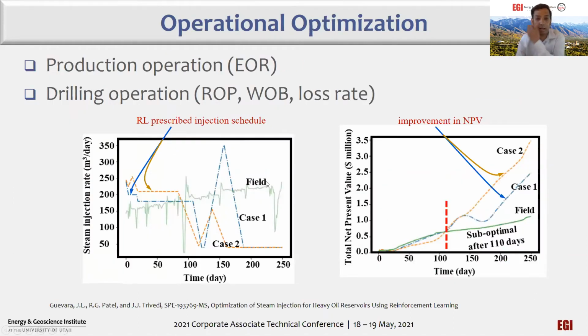We can also apply this to other things like field optimization for enhanced oil recovery. In this example, you can see a machine learning approach, mainly known as reinforcement learning, that Professor Cody mentioned. We can apply that type of machine learning in EOR or drilling operations. In this case, there are 2 cases, and the machine learning predicted the rate we should use. As a result, we had a higher net present value for this EOR case.